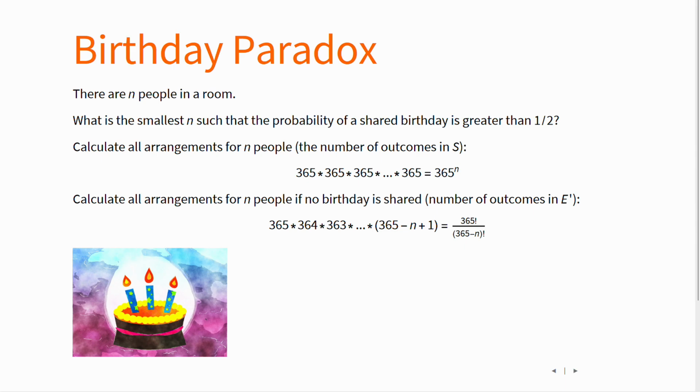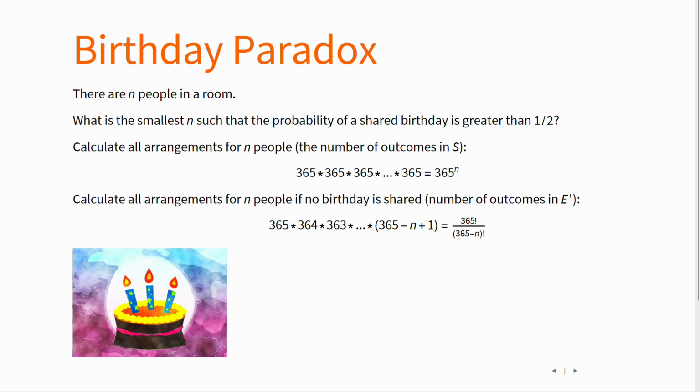So first you need your sample space. That would be the number of possible birthday arrangements. And we can easily calculate that because anyone can be born in any of the 365 days. So 365 to the power n. Then you need the probability of the event, but it's difficult to calculate directly.